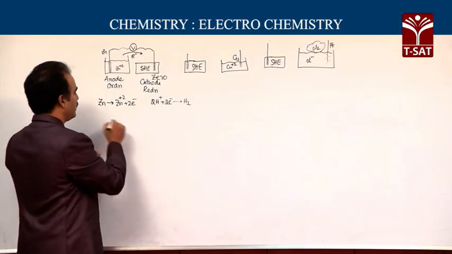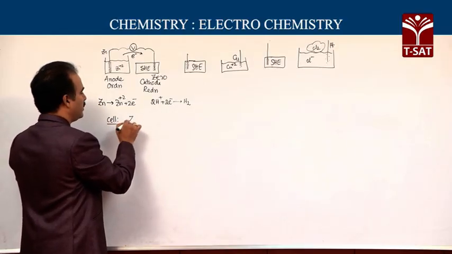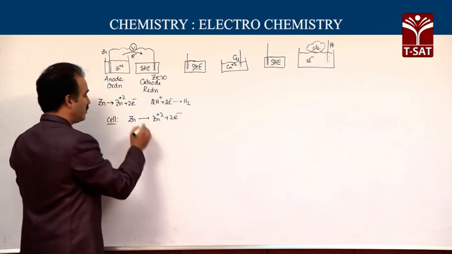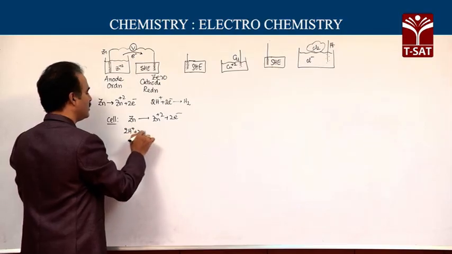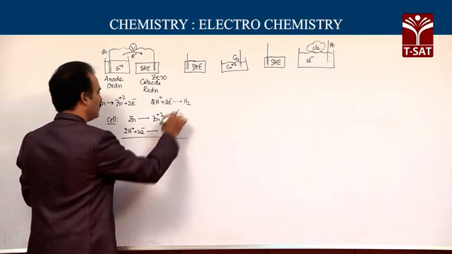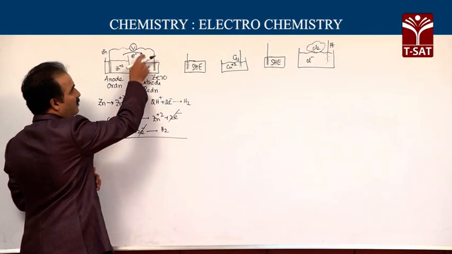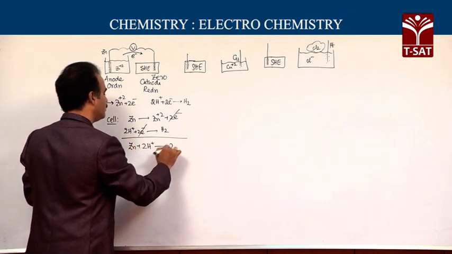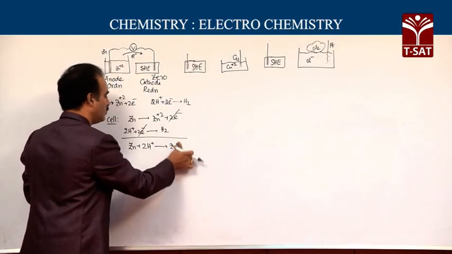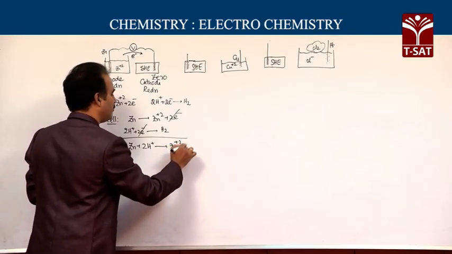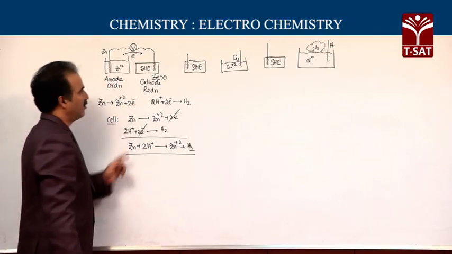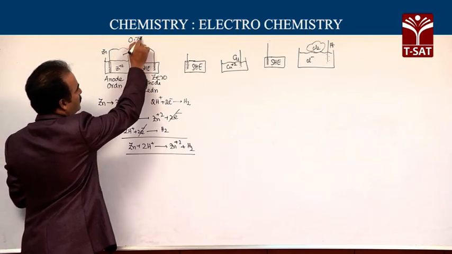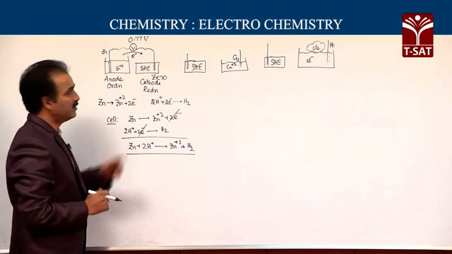So, this is the overall cell reaction. If you combine these two, you will get the overall cell reaction: zinc gives Zn plus 2 plus 2 electrons, and on the other side 2H plus plus 2 electrons gives rise to hydrogen, cancelling the 2 electrons, as many delivered as received. So, we get zinc plus 2H plus gives rise to Zn plus 2 plus hydrogen. So, this is the overall cell reaction of this cell. Now, whatever EMF we see, suppose the EMF I have seen as 0.77 volts.